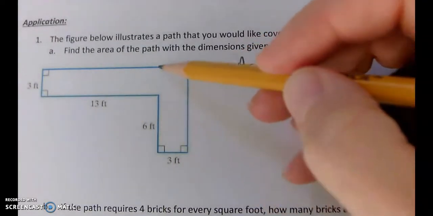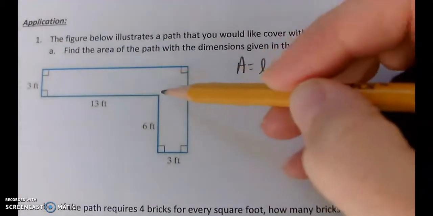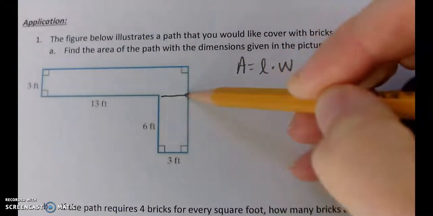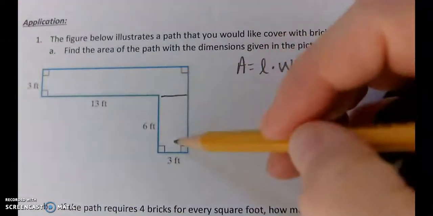Now, I need to break this up. I don't want to count this square here twice. I either need to break it up by dividing it here, which is what I'm going to do, or I could have divided it this way. And then what? Well, down here is pretty easy.